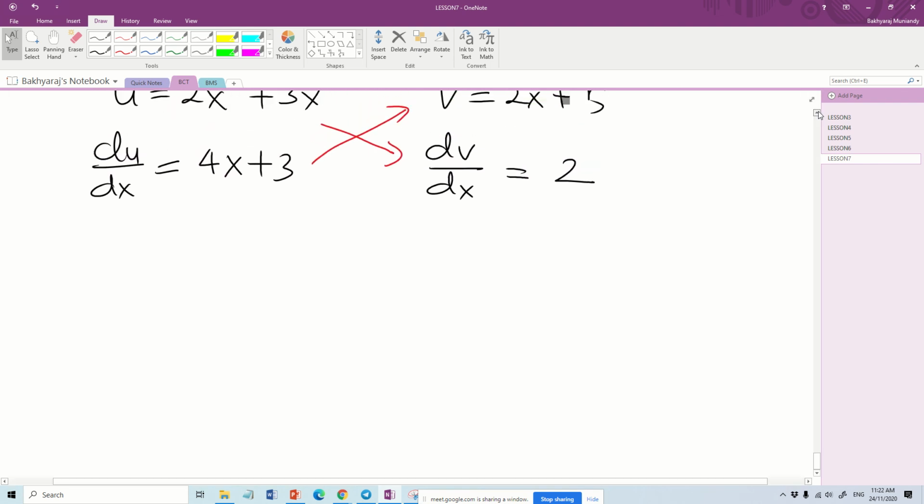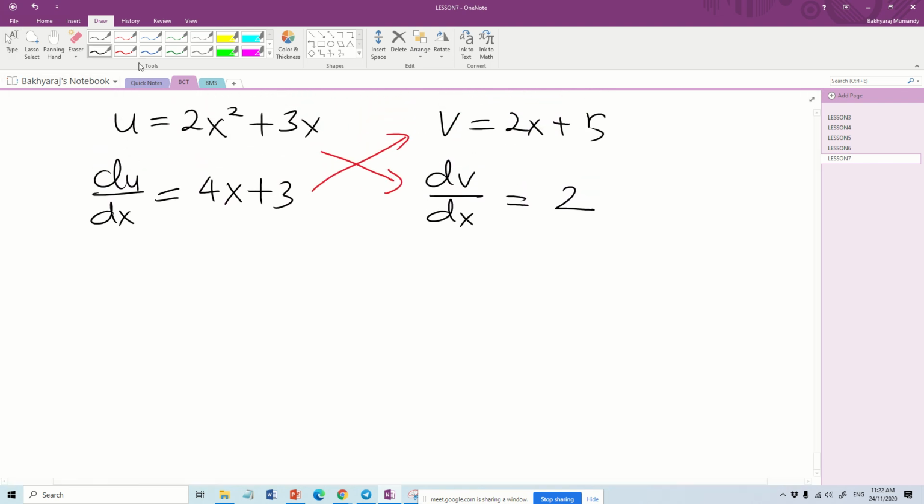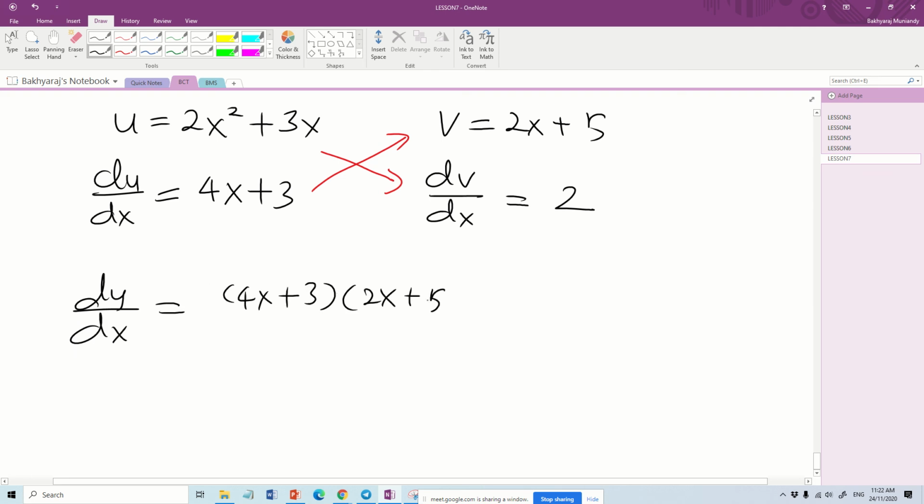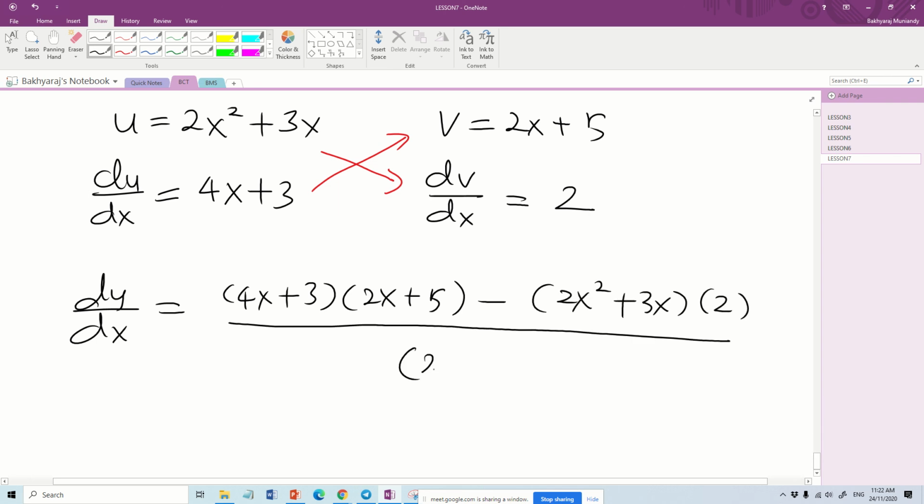Okay, so first do cross multiplication. dy dx sama dengan 4x plus 3 times 2x plus 5 minus 2x square plus 3x times 2 divided by 2x plus 5 square. So, kita dapat ni lah.